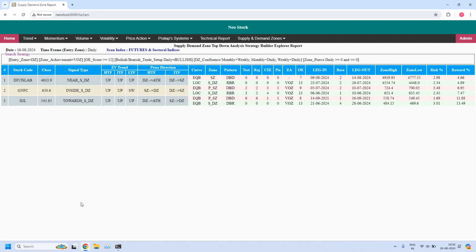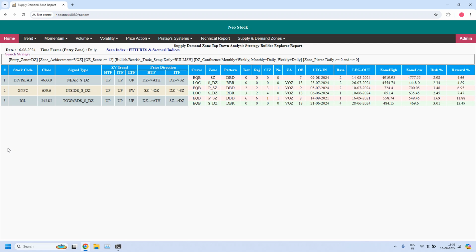Because sometimes the price may not go down to the 5-minute zone in bullish trade setup. They may not reach. They may reach 15 minutes and then from there it will go up. Or they may reach 75 minutes fine-tuned, from there it will go up. Sometimes from the daily proximal itself it will go up. Anything can happen. So that's why you have to properly plan your trade. So Divi's Lab is near the daily demand zone.